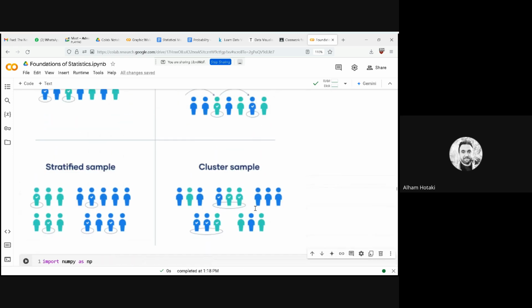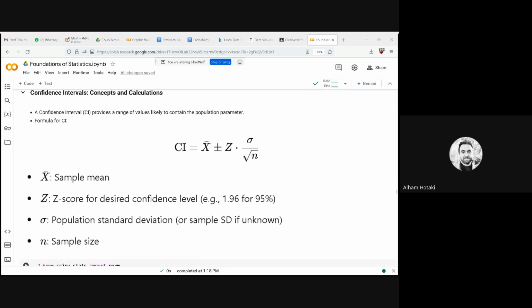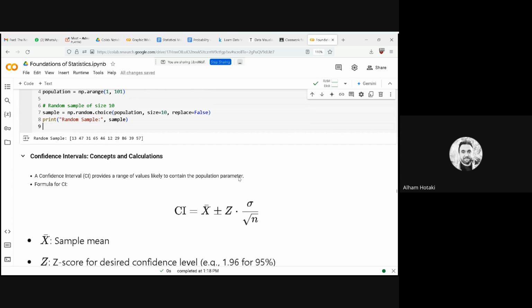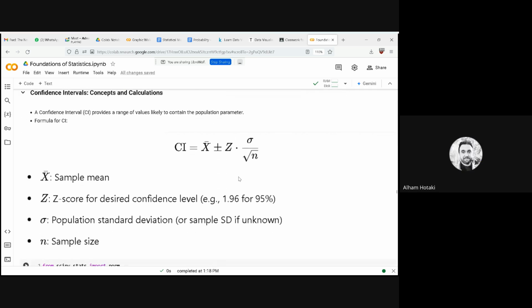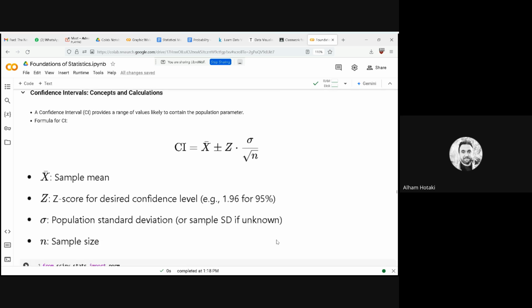Did you get how to choose the samples? Very good. Now coming to confidence intervals, the concepts and calculations of what confidence intervals actually are.